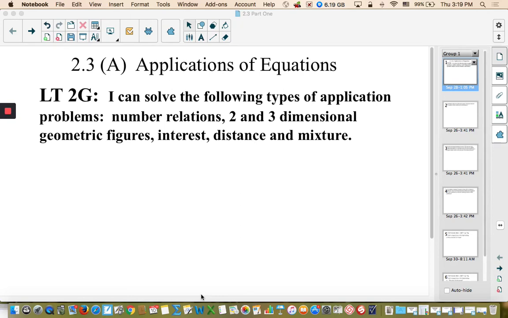Hello, everyone. This lesson is lesson 2.3, and it is called Applications of Equations. And that's just another way of saying it's word problems. We're going to apply what we've learned into different kinds of word problems.